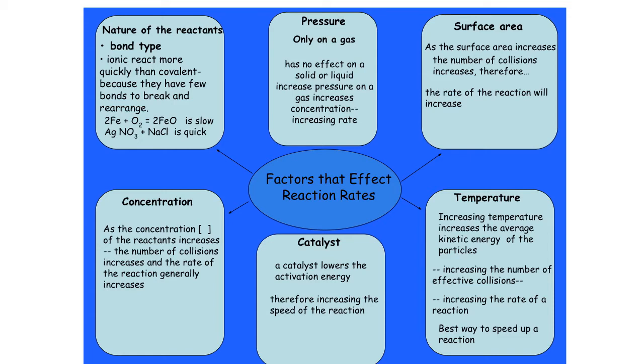The first one, the dogs are going to bark now. The first one is by looking at the bond type. If you have an ionic compound, it's going to happen faster than if you have a covalent compound. Ionic bonds react more quickly than covalent bonds. The next one is pressure. And it only affects a gas.